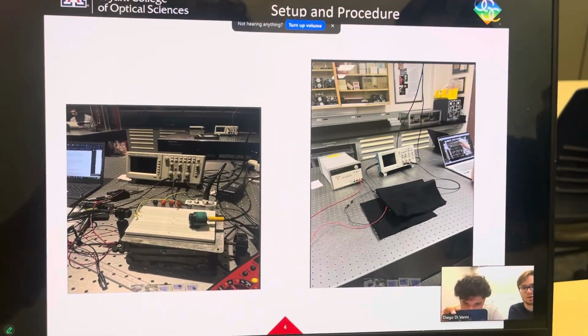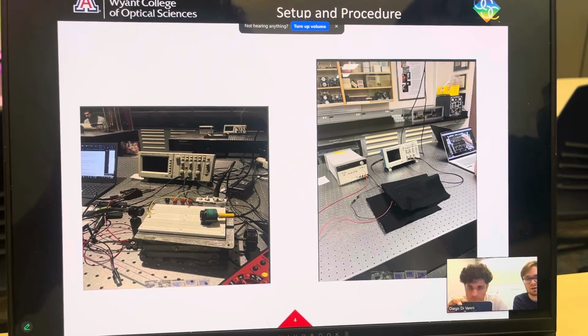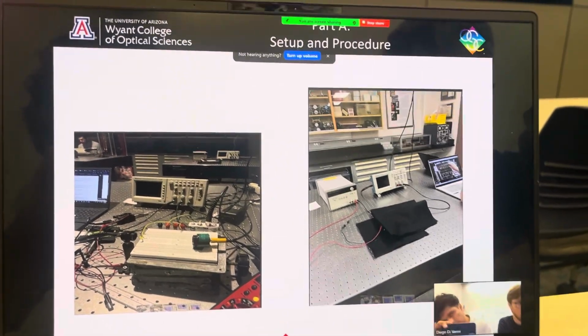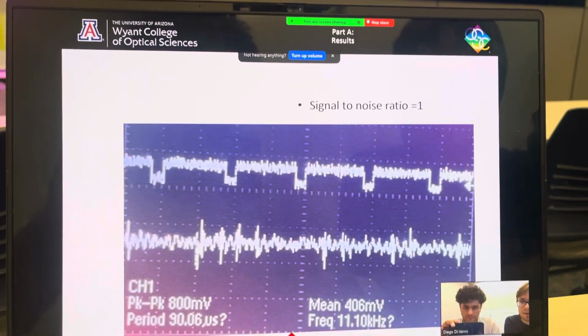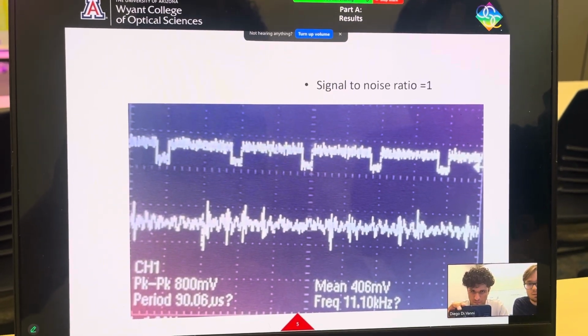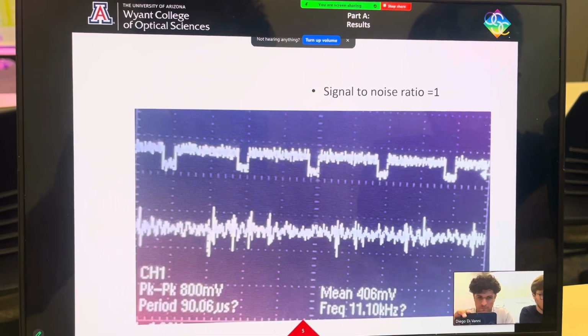So for the first part of part A, we compared an avalanche photodetector, or APD, to a more standard large area silicon photodetector. We did this both with and without ambient light. So this was the signal ratio of 1 with the APD, as you can see here.